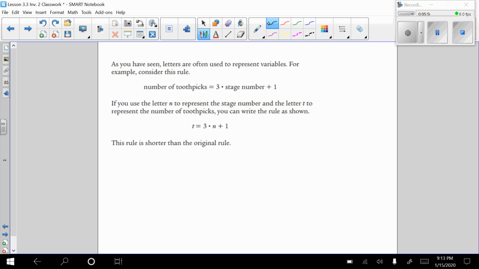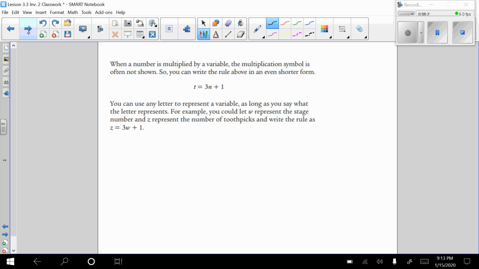Now, as you have seen, letters are often used to represent variables. For example, consider this rule. The number of toothpicks equals 3 times the stage number plus 1. If you use N to represent the stage number and the letter T to represent the number of toothpicks, you can write the rule as follows. T equals 3 times N plus 1. The rule is shorter than the original one. That's a little easier to write. You could also write it as T equals 3n plus 1. Because remember, a number next to a variable means to multiply.